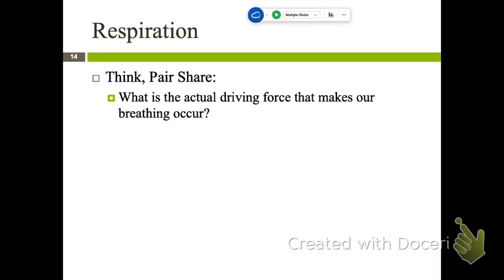So I think the one missing component on a lot of people's papers when I walked around was pressure. That the pressure inside your lungs is different from outside of your lungs. And that's true, but that's not how we drive that change. That's what we need in order to have air move from one place to the other.